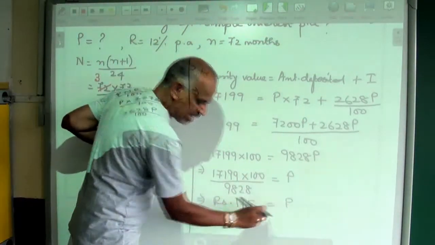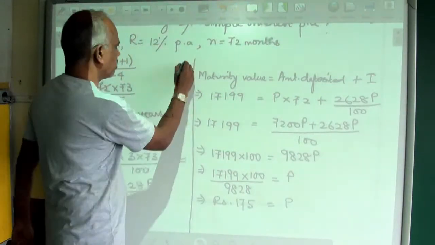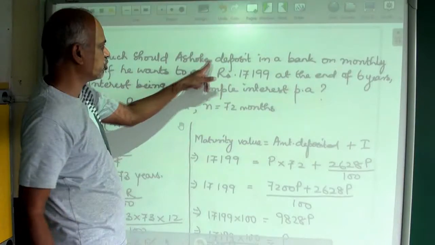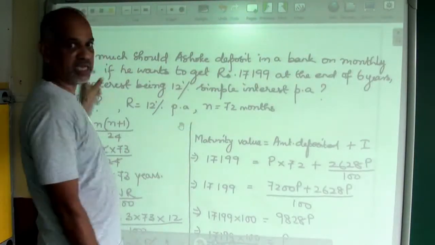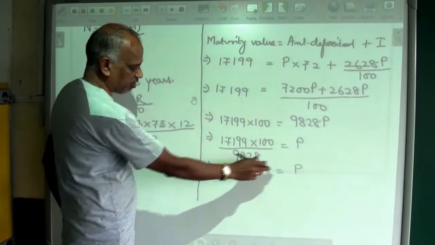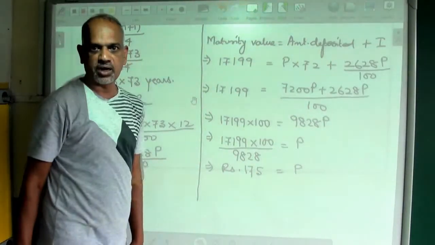What is P is actually the monthly deposit. The question was to find the monthly deposit. How much should Ashok deposit in a bank on monthly basis? So how much is this principal? That's the value that we got. P is rupees 175.